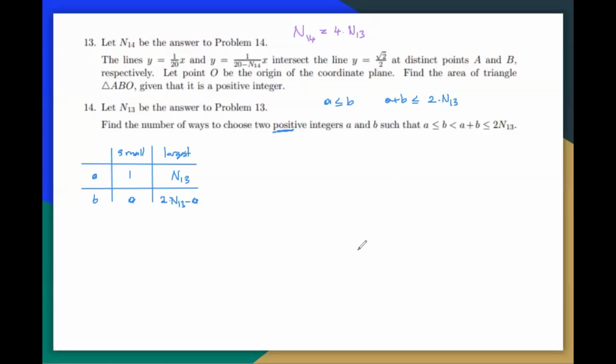We want to somehow make it one variable instead of two, right? We know that the smallest B is A, and the largest B is this. So if I remember this inequality, for B, for example, the smallest B is A. So I'll say A is smaller than B, and this is smaller than or equal to 2 times n of 13 minus A. Why do I care about that? Because B now is in between two expressions that are in terms of A.